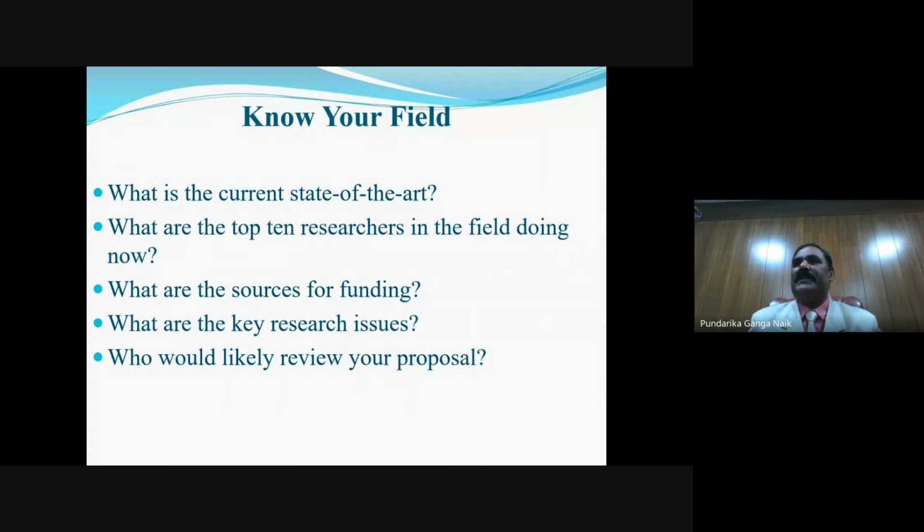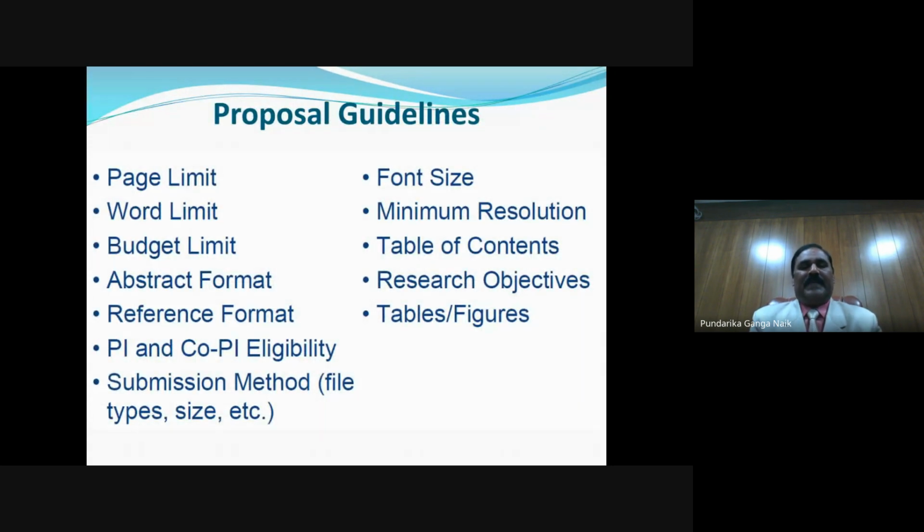This is very important. When you know the top researchers who are working in the chosen field, you must be aware of who is out there and probably who is going to review your proposal. You must have a little bit of an idea.